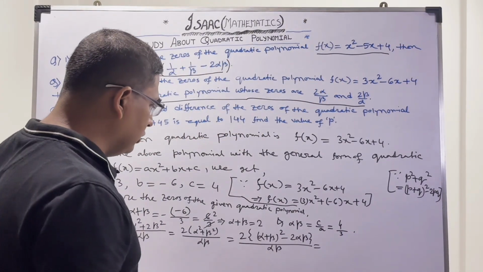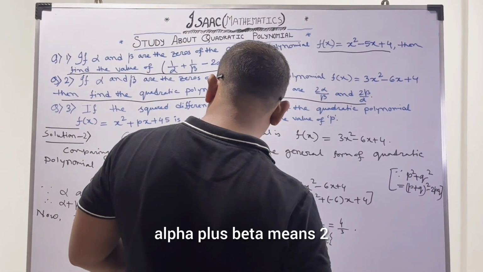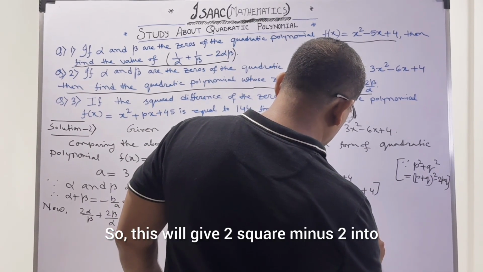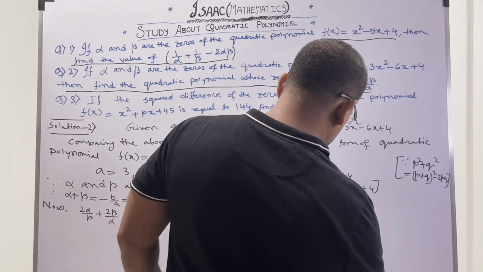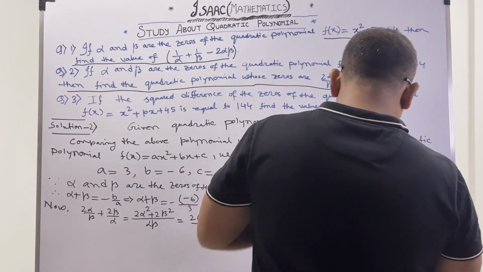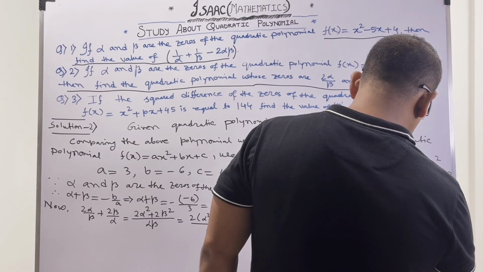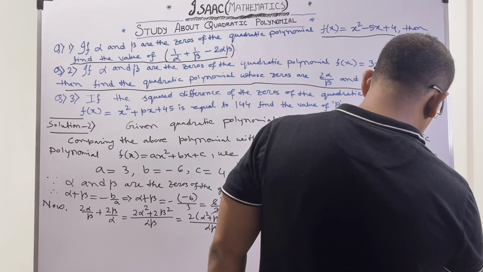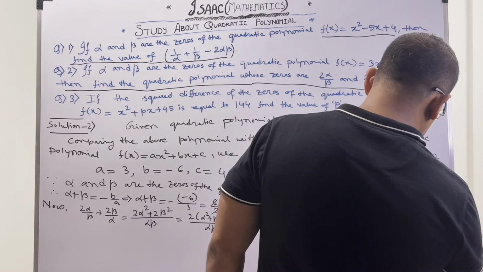Okay, so alpha plus beta means 2. So this will give 2 square minus 2 into alpha into beta, which means 4 by 3, whole divided by 4 by 3. That gives 12 minus 8 by 3.